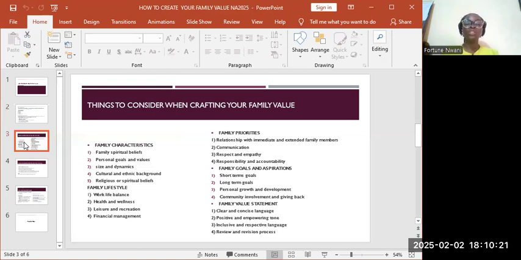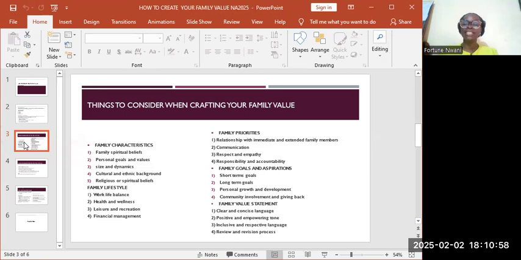What are some of the things to consider when you want to craft your family's values? You want to look at different aspects of your family life. First of all, you want to look at your family characteristics. What are some things you want to consider here? Family spiritual beliefs. What are your family's spiritual beliefs? What are your beliefs about God, about spirituality, about spiritual matters? So you want to put that into consideration.